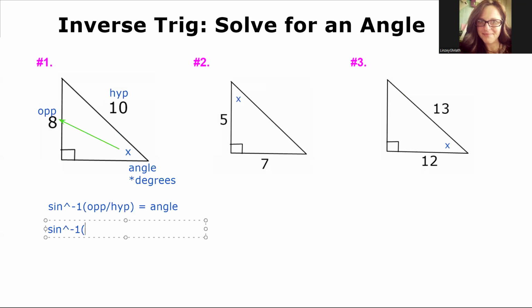Inverse sine of 8 divided by 10 is equal to the angle. And we'll put that in the calculator. Inverse sine of 8 over 10, and we get 53.1 degrees.